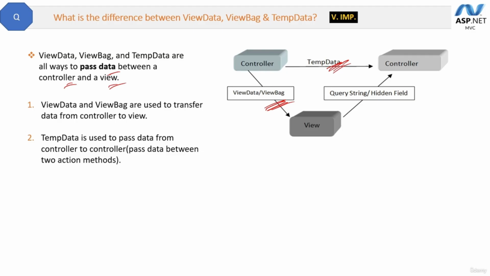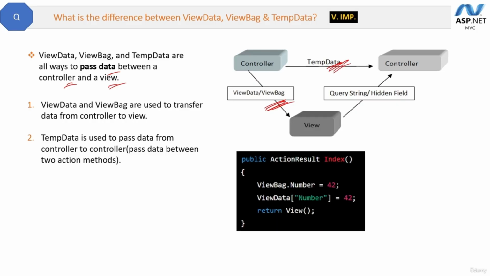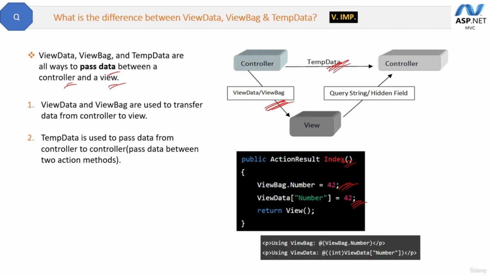But mostly we have the confusion between ViewData and ViewBag, because they are doing the same thing. So here if you can see, we are assigning an integer value to the ViewBag and ViewData inside the action method Index of the controller, right? Now we will pass this controller data to the view like this.